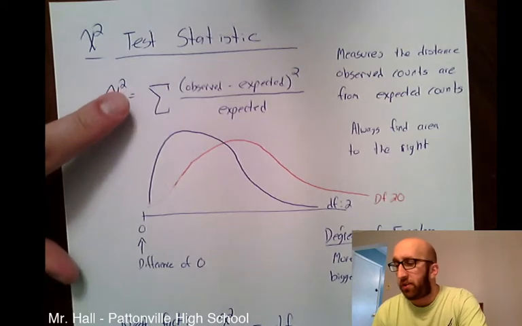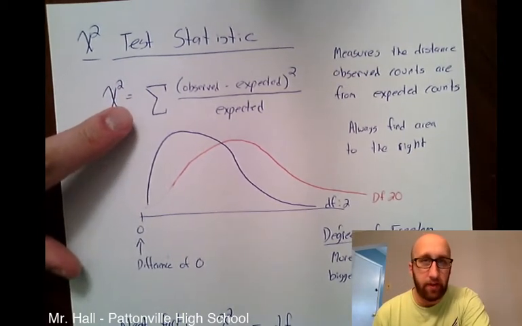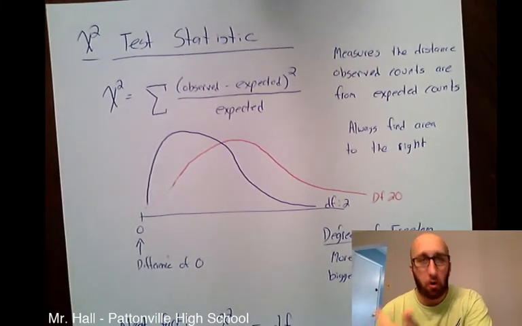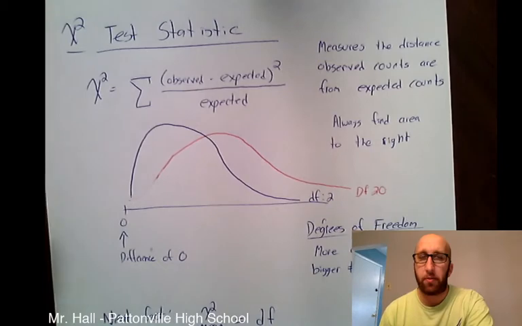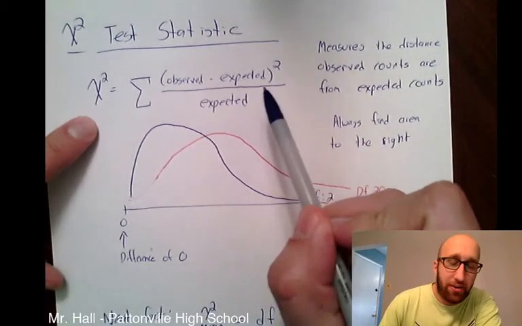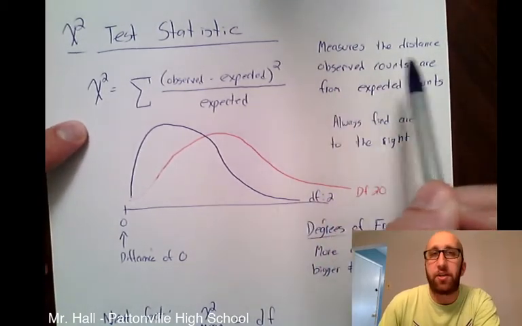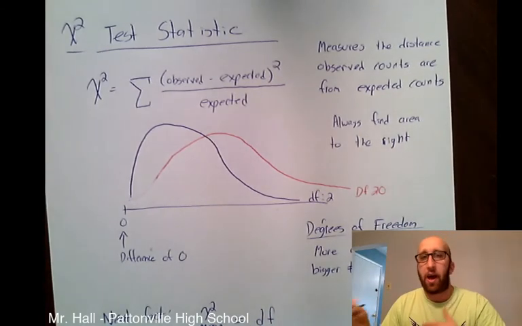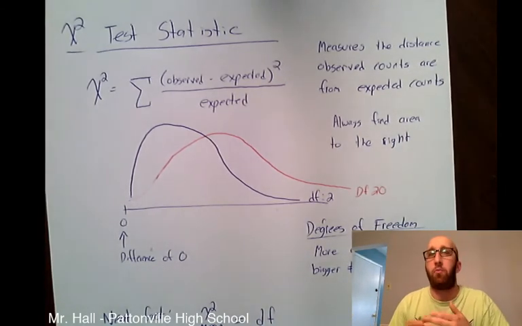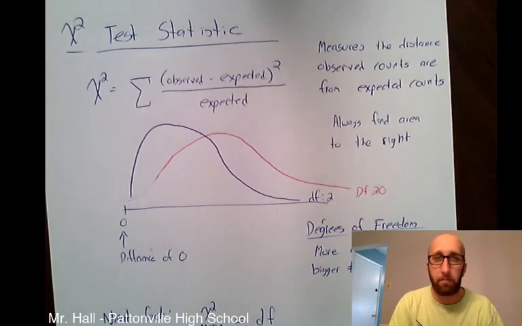The good news is this is given to you on the AP exam, and it is the same formula for all three tests, so it's not going to change as you go on. As far as the chi-square distribution, maybe I'll back it up one second. What this chi-square test statistic is going to do is measure the distance observed counts are from the expected counts. So we're going to see how far things differ from what we expect to happen, okay?